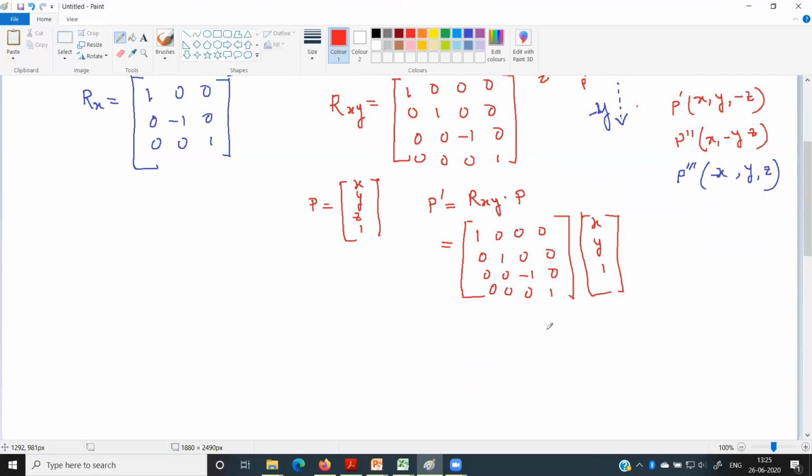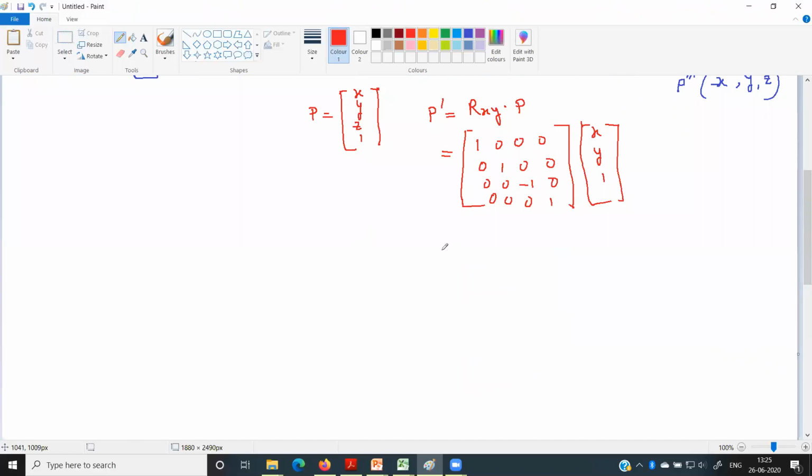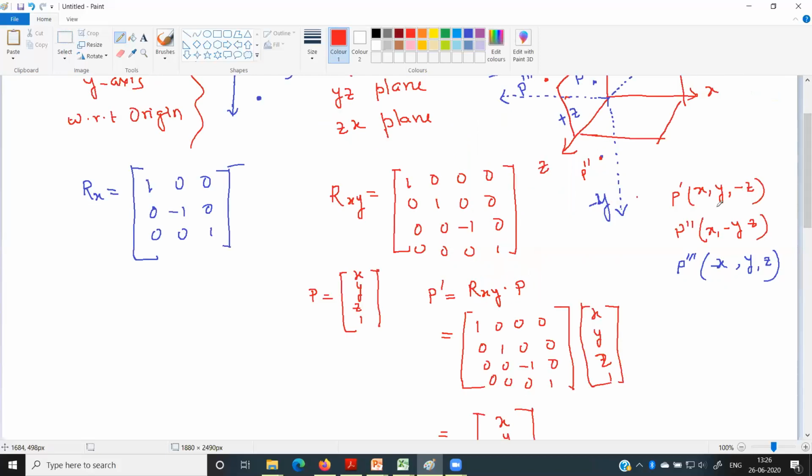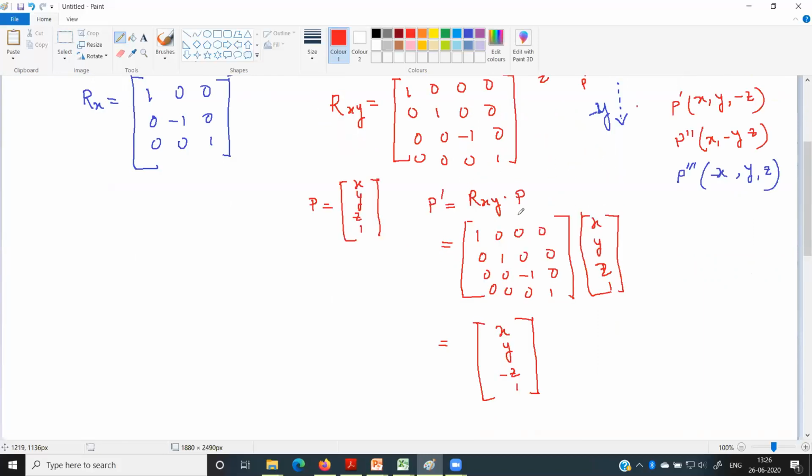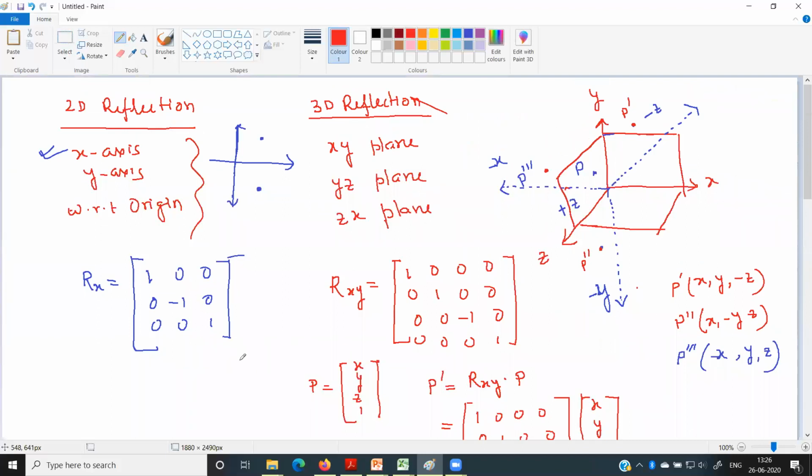So if you multiply it, x will remain x, y will remain y, but the z, one parameter is meeting z, so z will be multiplied by minus 1. So it will be minus z, and this is 1. Okay. So you can see we got the coordinate of the reflected point. So what is my P dashed? x, y, minus z. So see here you also get x, y, minus z. Fine. So this is the reflection matrix through xy plane.